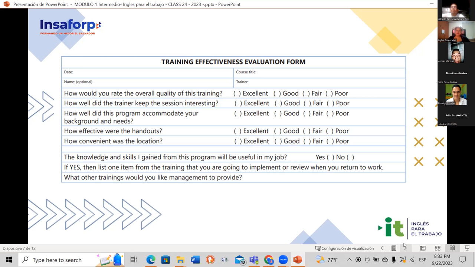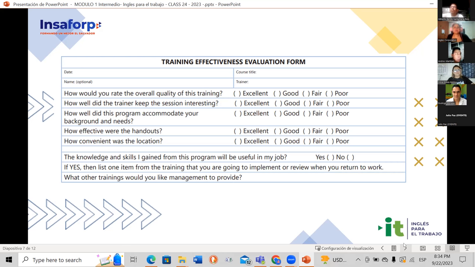How well did the trainer keep the session interesting? How to make it interesting? It could be like the tone of voice that the trainer is using, because sometimes if they are using a tone of voice that is really soft or low, maybe that can make you lose attention in the training and you get sleepy, right? That is one problem that we can identify. But if the session has been interesting, you will be all the time paying attention and participating.